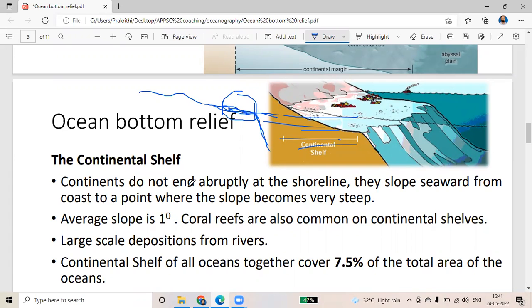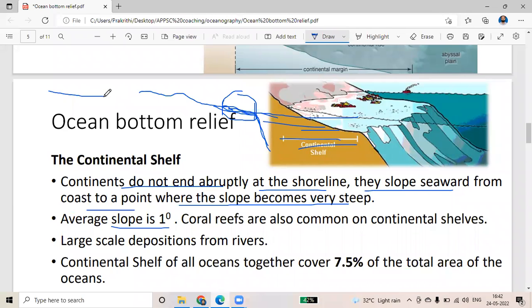Continents do not abruptly end at the shoreline. They slope seaward from the coast to a point where the slopes become very steep. Up to that point is the extension of the slope. That area we can call the continental shelf region. The average slope of this region is 1 degree, which is very low. This is the region where we do fishing.